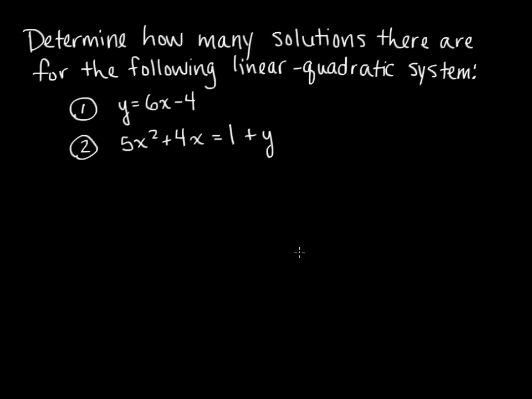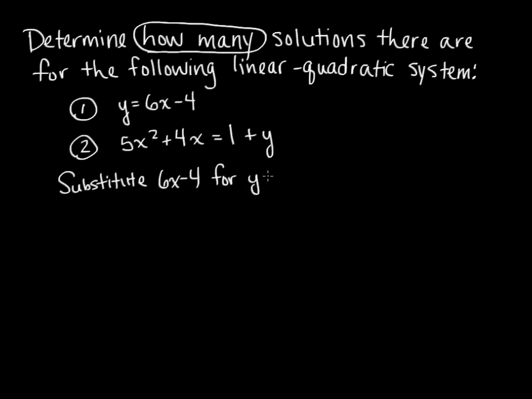For this particular question, we don't actually need to find the points of intersection. All we want to know is how many solutions or how many points of intersection are there. Okay, so the first step is we want to make sure that one of the equations is solved for one of the variables. And equation 1 in this case is already rearranged for y. And so we can take that expression for y, 6x minus 4, and we're going to substitute that expression, so 6x minus 4, in place of y in equation 2.